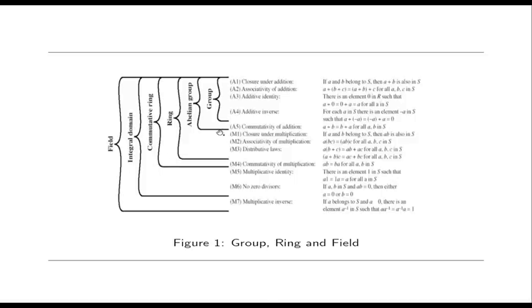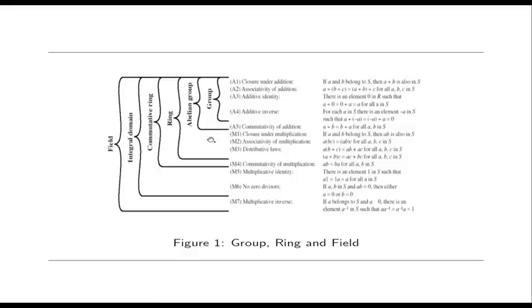This is the hierarchy of algebraic structures. We have two operators, addition and multiplication. This is the closure property under addition, this is the associativity property under addition, this is the identity element of addition, and this is the additive inverse. If we have these 4, then it is a group, and if plus is also commutative, then it is called an abelian group, up to this.